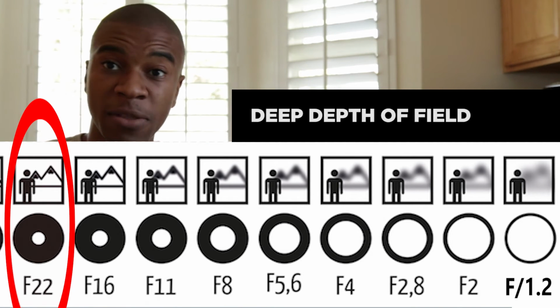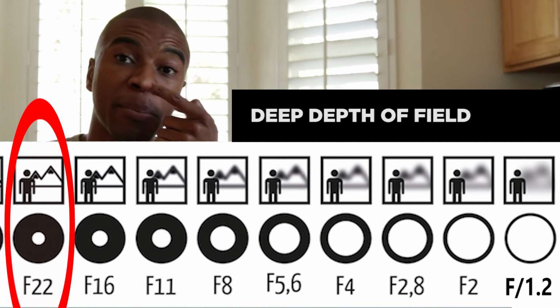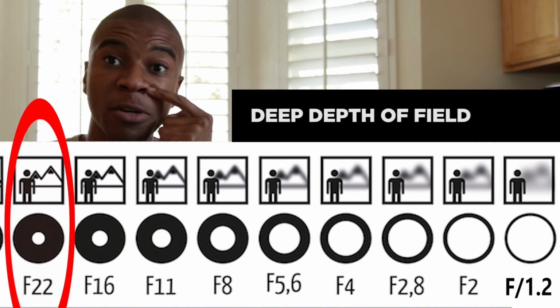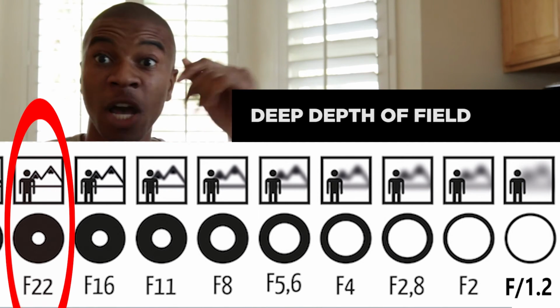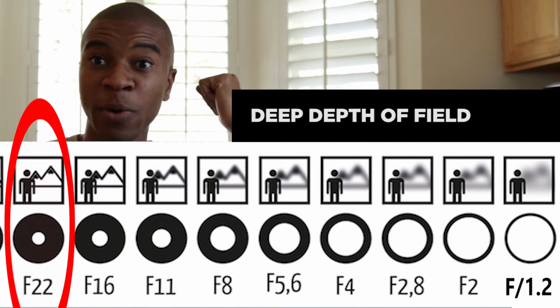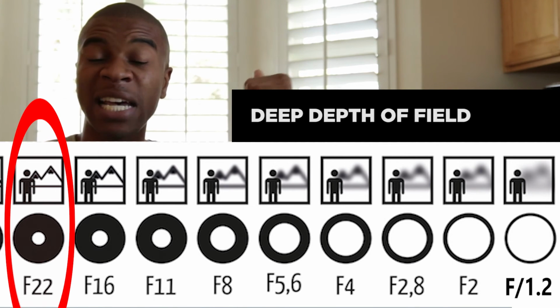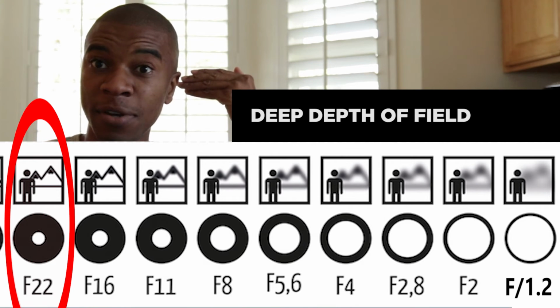So a really deep depth of field could be, instead of having just from the front of my nose to the back of my nose being in focus, I could have from the front of my nose all the way to the mountain that's 5 miles away be in focus. That's how long the depth of field is. That's how deep the depth of field is.